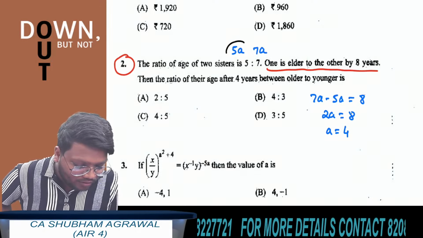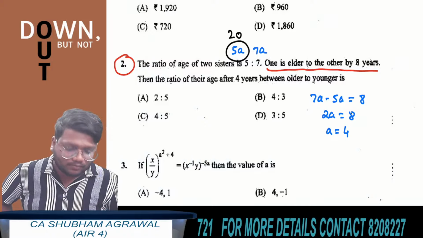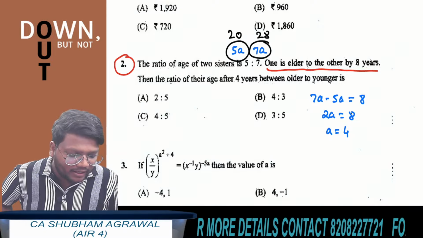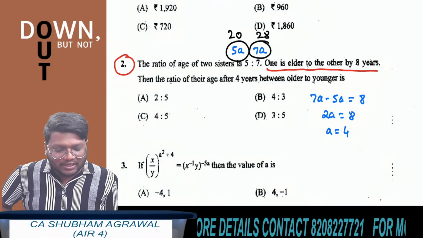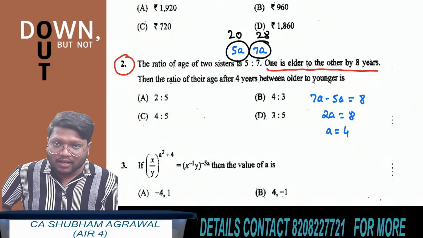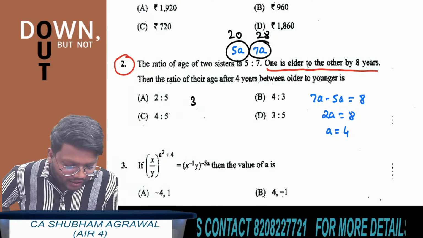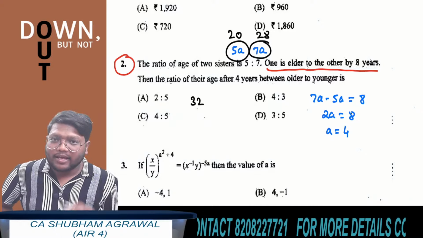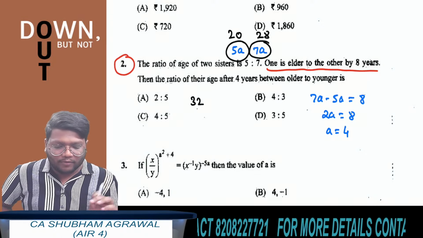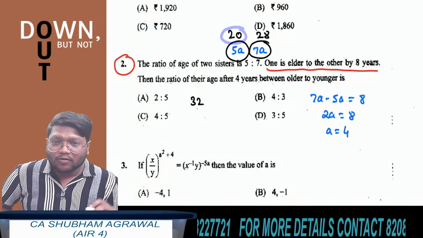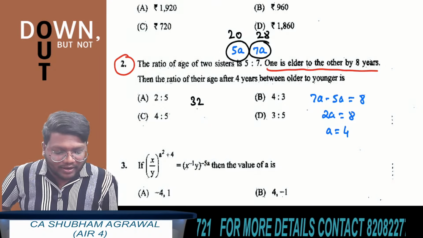Now once you get the value of a, what is the present age of the younger sister? 5 multiplied by 4 is 20. And what is the present age of the older sister? 7 multiplied by 4 is 28. If present age of older sister is 28 years, what will be the age of older sister after 4 years? 28 plus 4 is 32. If present age of younger sister is 20 years, what will be the age of younger sister after 4 years? 20 plus 4 is 24.